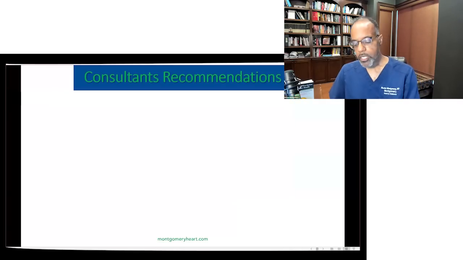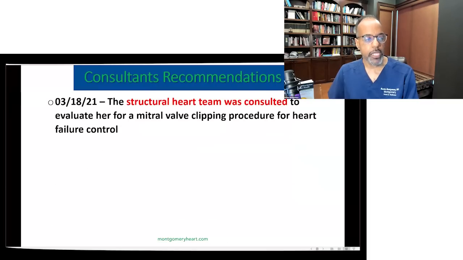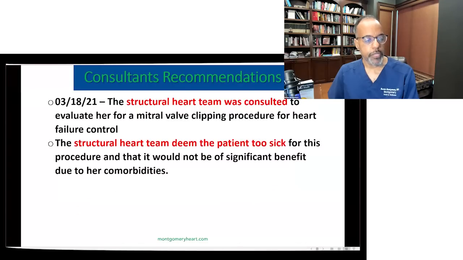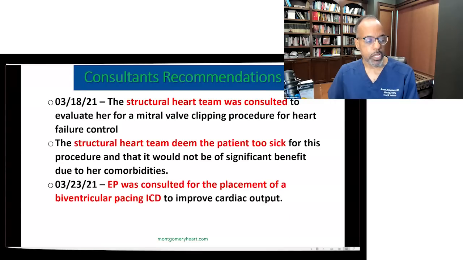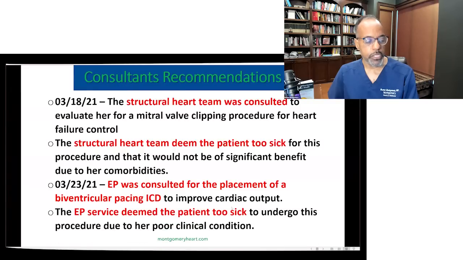So the first attempt was to talk to my structural heart colleague, and she had severe mitral valve regurgitation. So the plan was to do a mitral valve clipping procedure that can help control heart failure. However, the team saw her and felt that she was too sick, and said, well, we probably should just let her get her life in order and send her to hospice. I did talk to my EP colleague. I thought biventricular pacing could also benefit her, but that colleague thought that she was too sick as well.